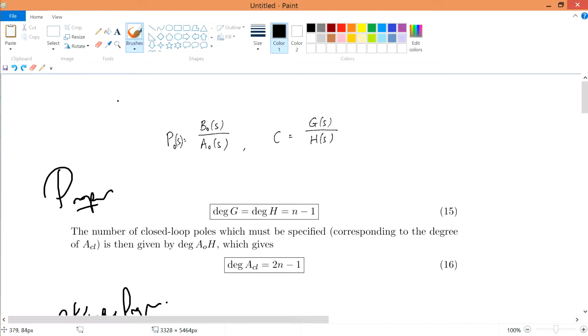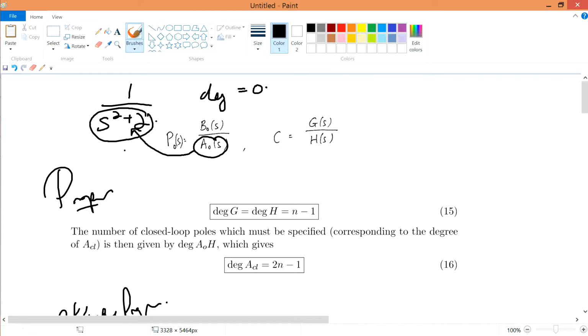Alright, and therefore after certain trial and error, we decided that the plant's transfer function is 1 over s squared plus 2. Okay, it's a simple plant. So B naught of s is equal to 1. Alright, what is the order? The degree of order is equal to 0. As for A of s, what is the order of this?